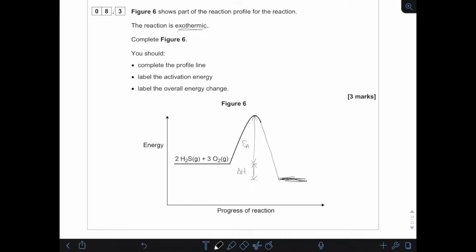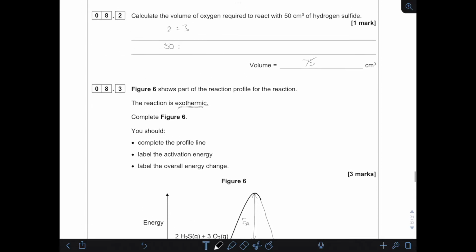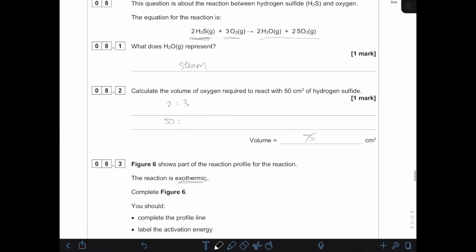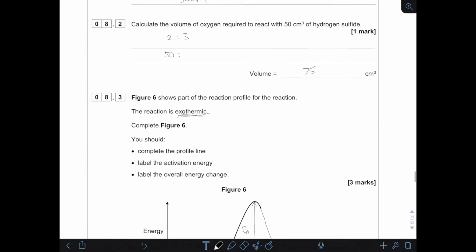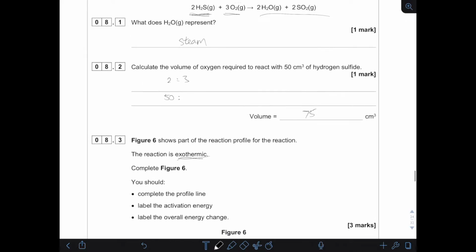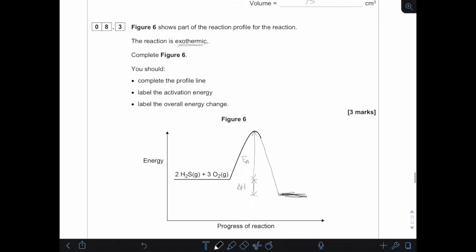And you should probably also write down the actual components, which is 2H2O, 2SO2. Oops, that's an 8, not an S.